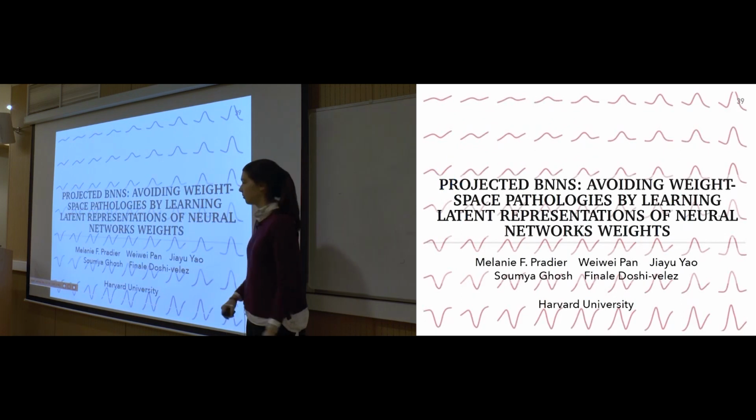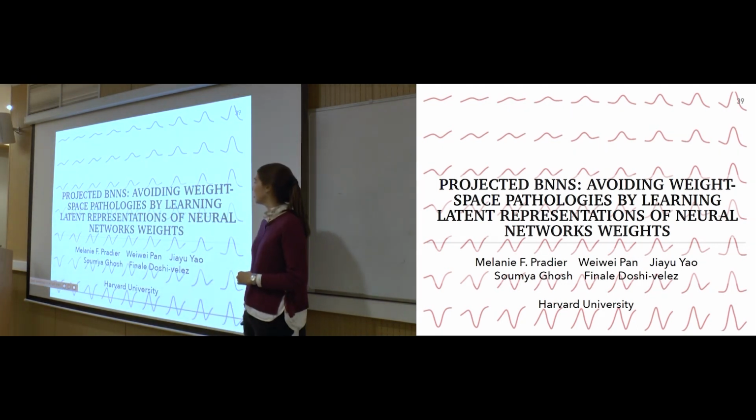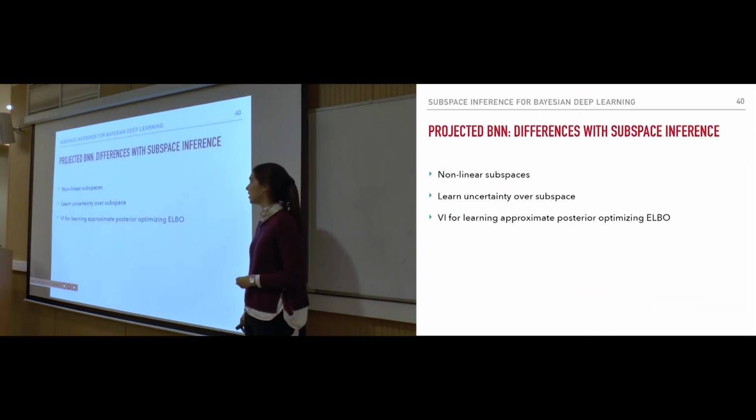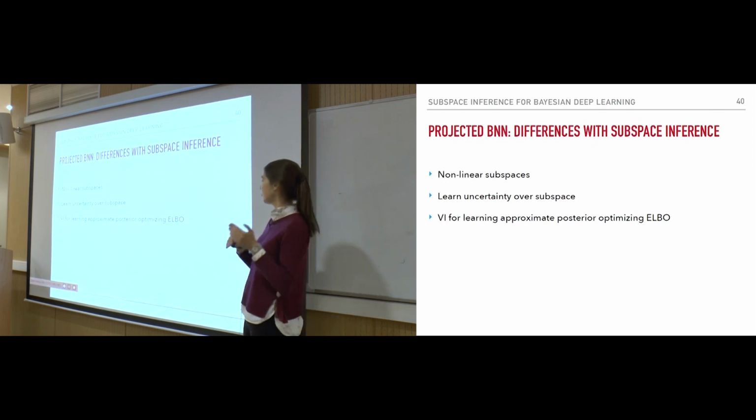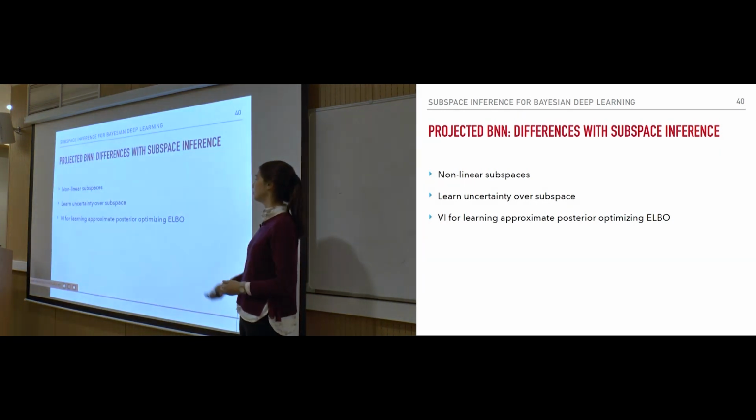At this point we will switch to the second part. It's going to be this paper from Harvard, called Projected DNNs. The biggest difference with subspace inference is that their goal is to learn nonlinear representations, a nonlinear subspace of the weights, and also not only represent uncertainty over these lower dimensional representations, but also over the subspace that we learn, over the parameters of the nonlinear function that maps from the latent representations back into the original weight space.